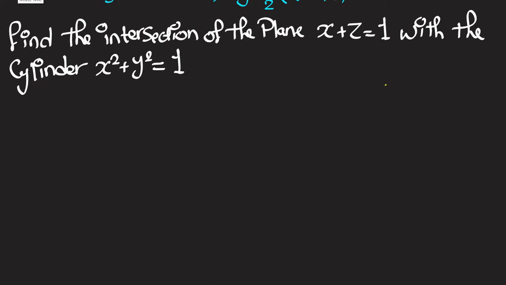So for this example, we've got this plane x plus z equals 1 and this cylinder x squared plus y squared equals 1, and what we're trying to find is their intersection. From first sight, we can say that this intersection is a curve because we've got two equations and three variables, so an infinite number of solutions. So it's not a point, it is going to be either a curve or they're not going to intersect at all.